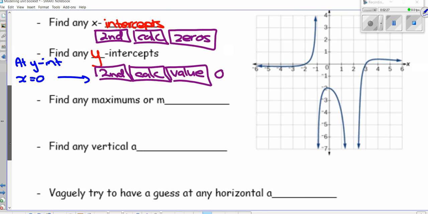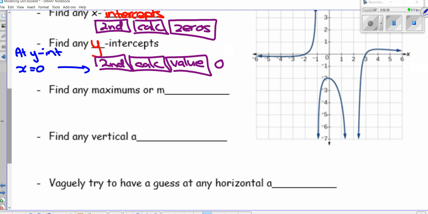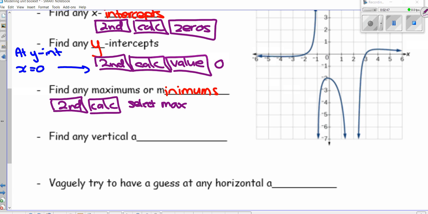Find any maximums or minimums. Same thing. You would go second calc, and if you go second calc, you can either select maximum or minimum. So second calc, select max or min, and again it asks you to select the left bound and the right bound, that kind of thing. So be good at doing that.